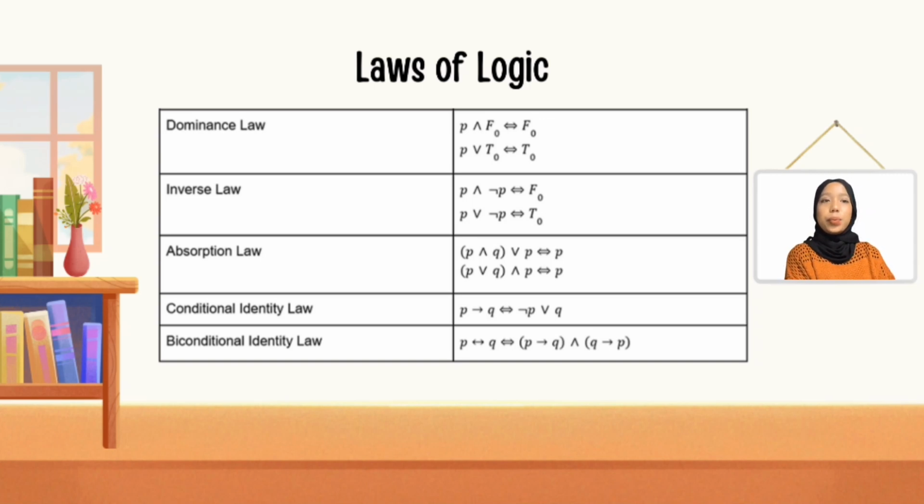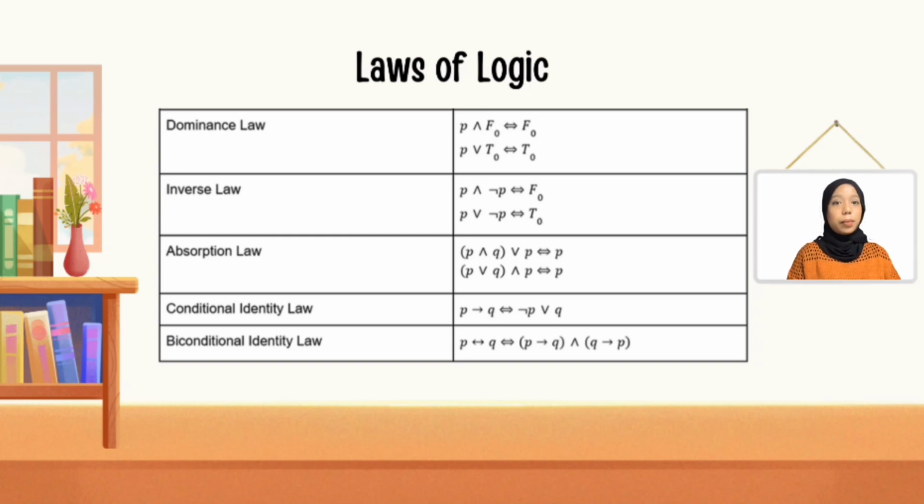9. We have inverse law. Inverse law: if we combine the statement with its complement statement by using the disjunction symbol, it will generate the true value of tautology. Meanwhile, if we combine the statement with its complement statement by using the conjunction symbol, it will generate a false value.